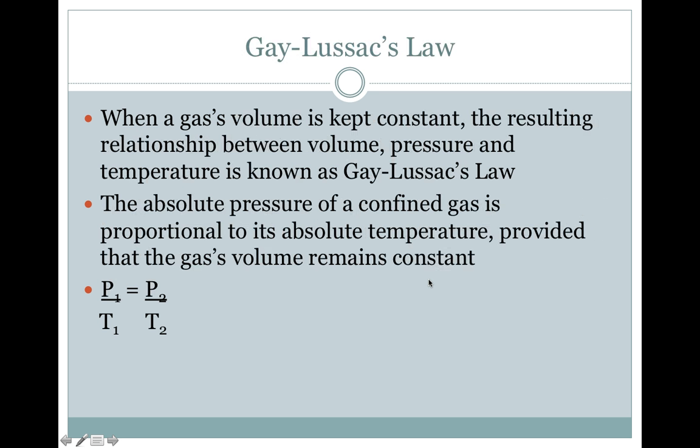Gay-Lussac's law. When a gas's volume is kept constant, the resulting relationship between volume, pressure, and temperature is known as Gay-Lussac's law. The absolute pressure of a confined gas is proportional to its absolute temperature, provided the gas's volume remains constant. P1 over T1 equals P2 over T2: first pressure, first temperature, second pressure, second temperature.